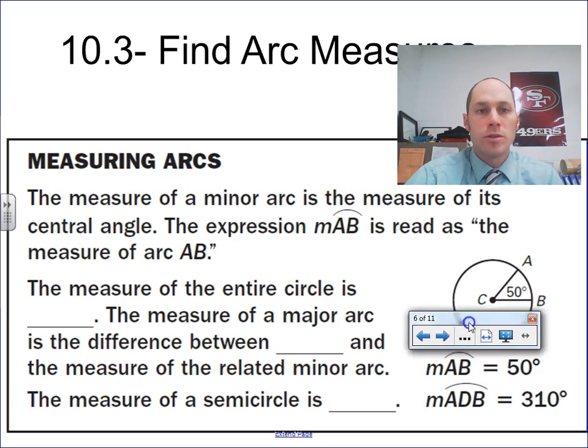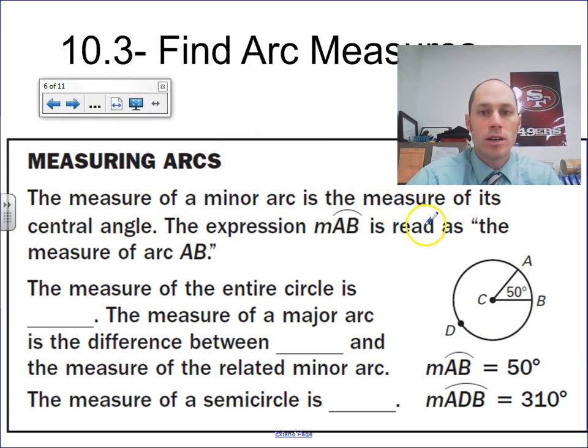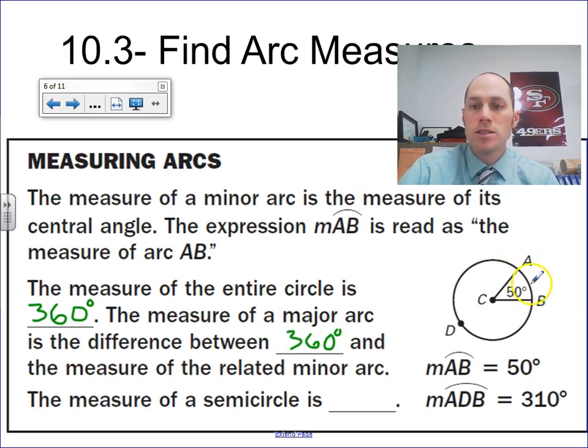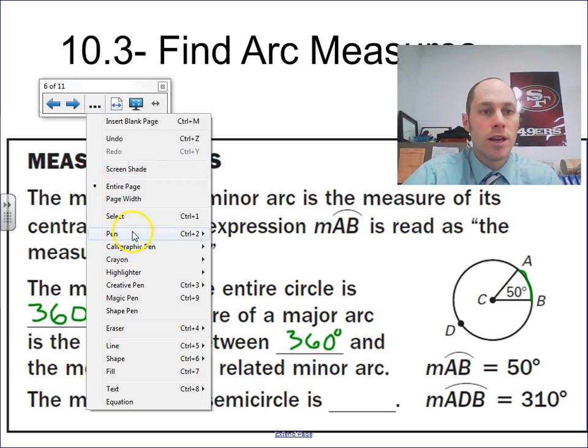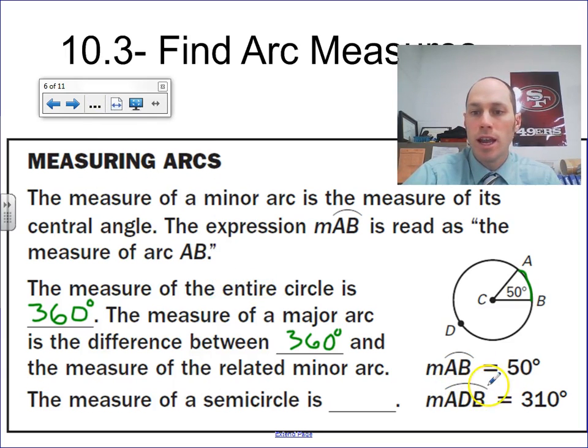So let's record some of that information that we've talked about with arc measures. When we measure arcs, we're measuring its central angle. The measure of the entire circle is 360 degrees. The measure of a major arc is the difference between 360 and the related minor arc. So when minor arc AB is 50 degrees, the related major arc ADB will be 360 minus 50, because that's how much is left over. A semicircle is 180 degrees.